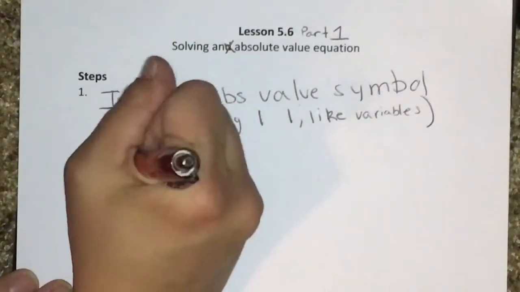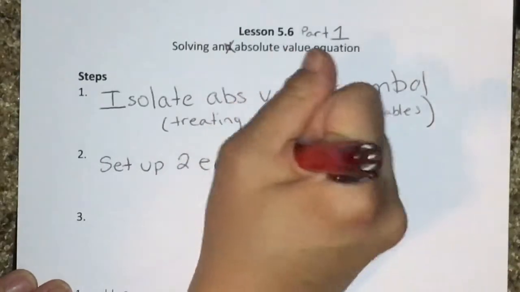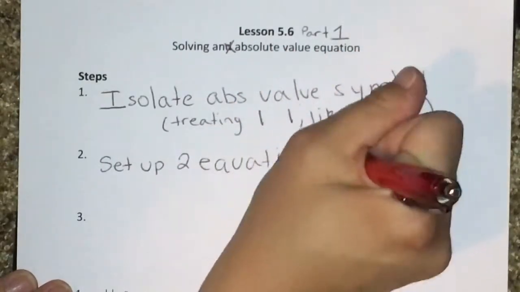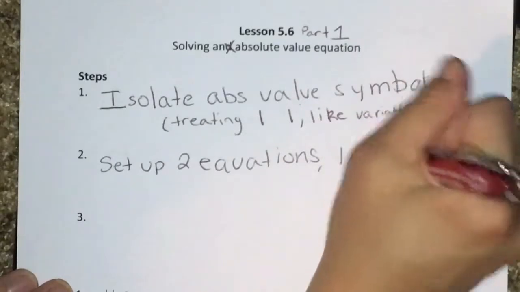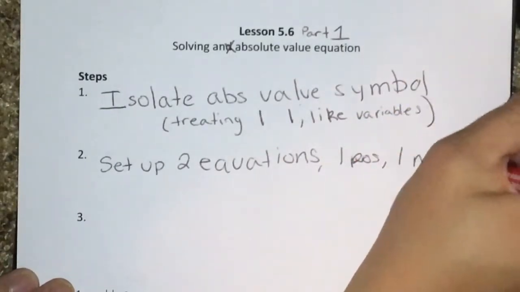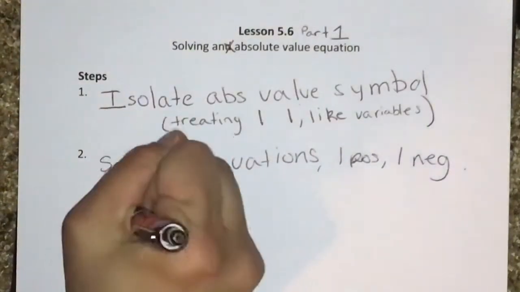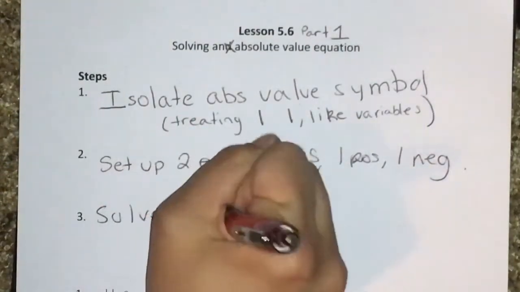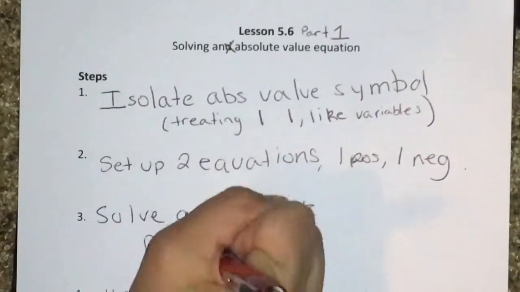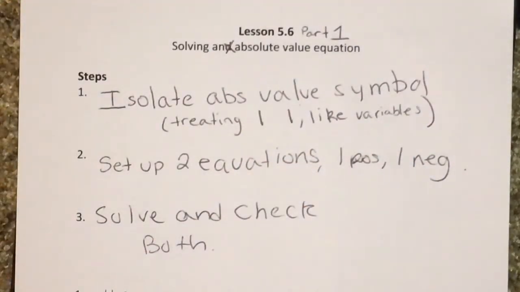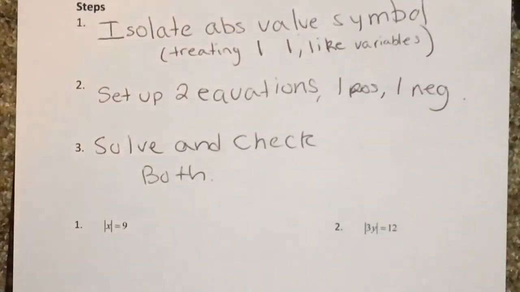Step 2, set up 2 equations, 1 positive, 1 negative. Step 3, solve and check both. So you're going to solve and you are going to check both answers.